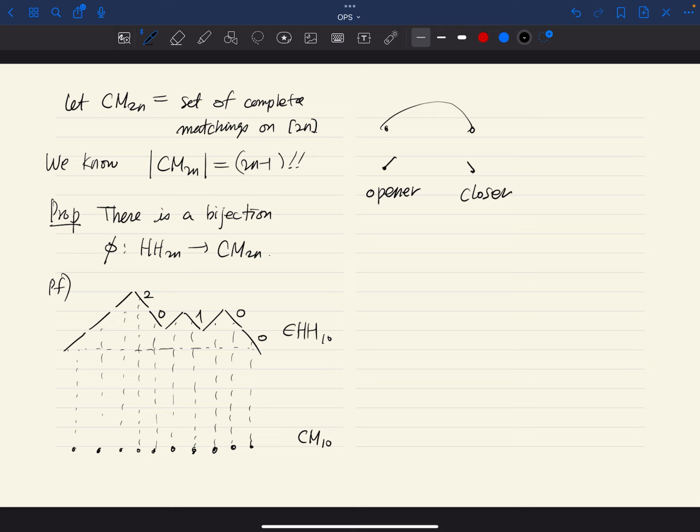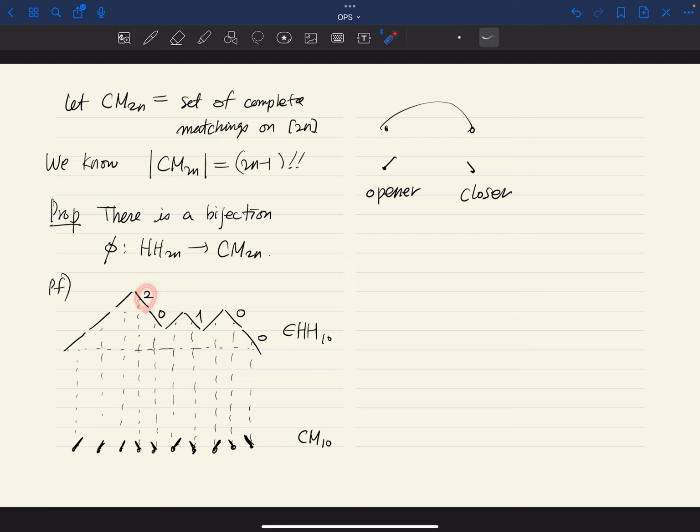Okay. This is an up step, an opener, and a down step corresponds to a closer, like this: down, down, and up, down, up, down, down. Now, if we can connect all the openers with closers, then we will get a complete matching. And how we connect dots will be determined by these labels.